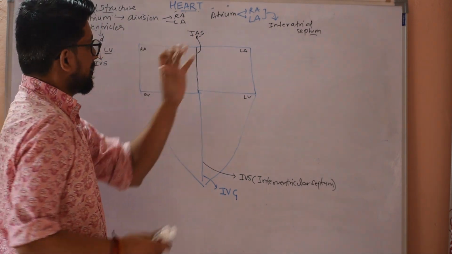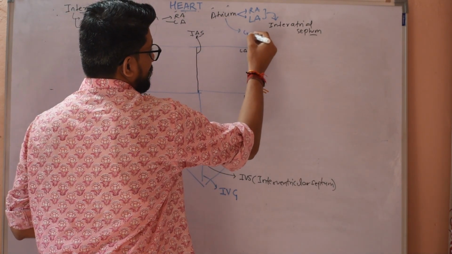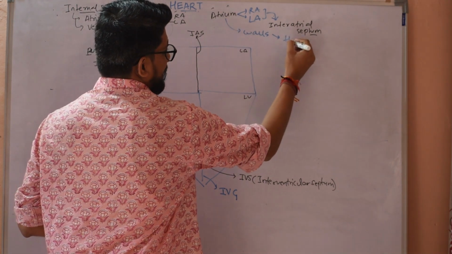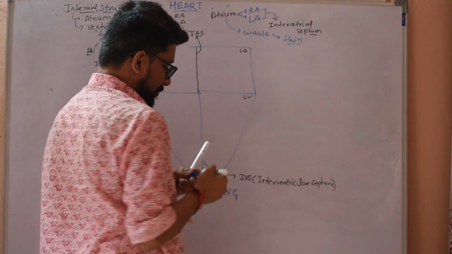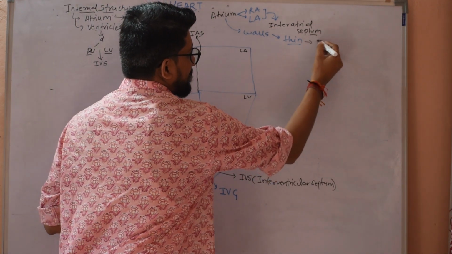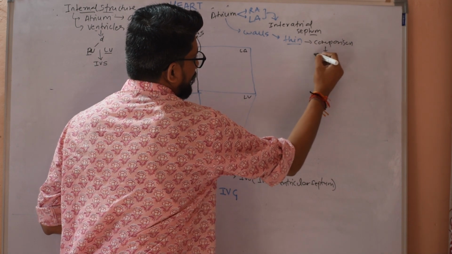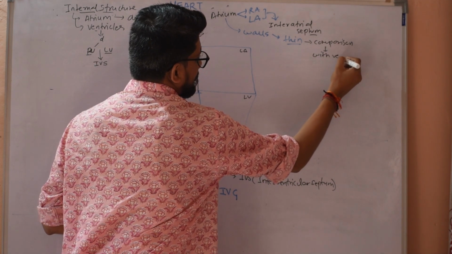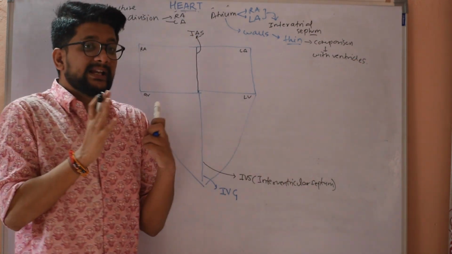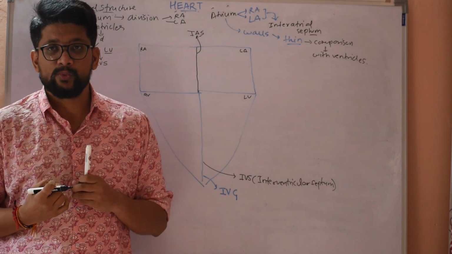Partitions completed. One more important thing that we have to keep in mind about the walls. The walls of the atrium are thin. When we say that the walls of atrium are thin, तो कैसे thin होते हैं? इनका जब comparison किया जाता है with ventricles, so comparatively atrium के जो walls होते हैं वो thin होते हैं as compared to ventricles.